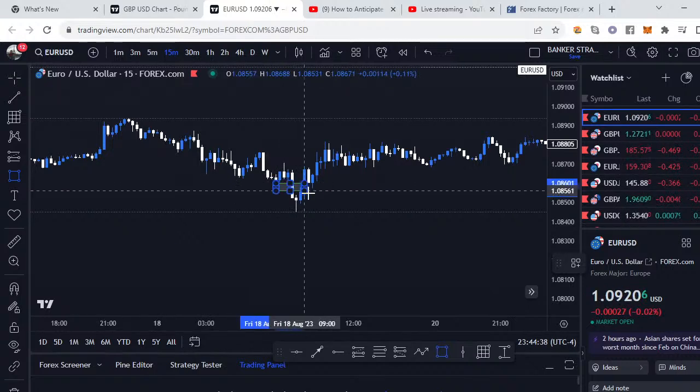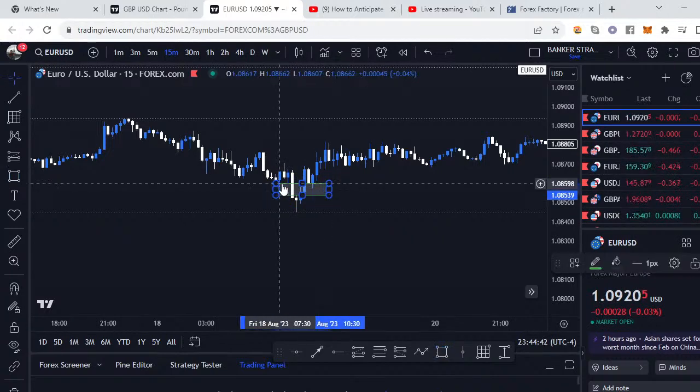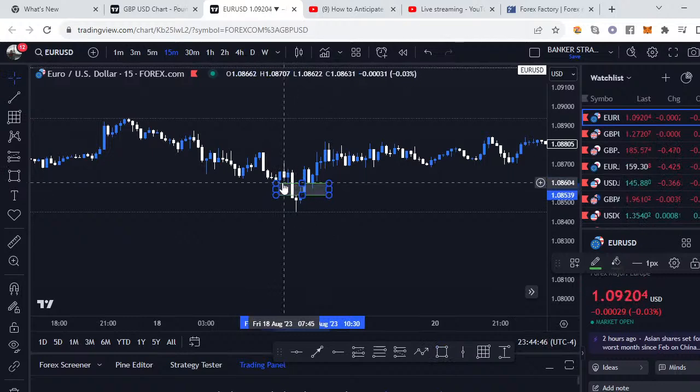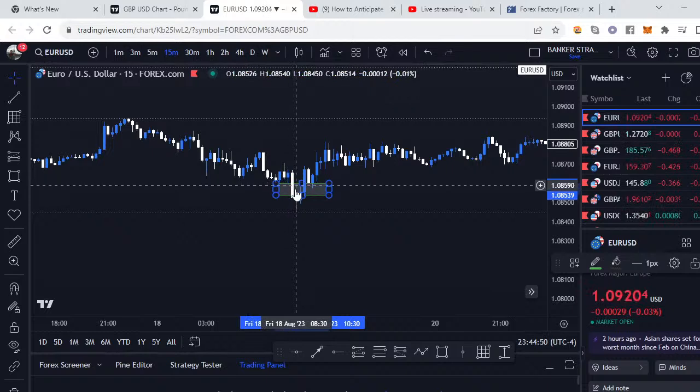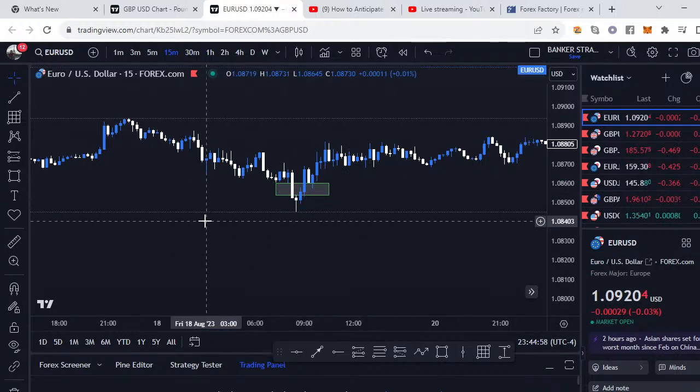And then this right here is an imbalance as well. This space between there and this candle here. This piece is considered an imbalance. Okay? You take that.